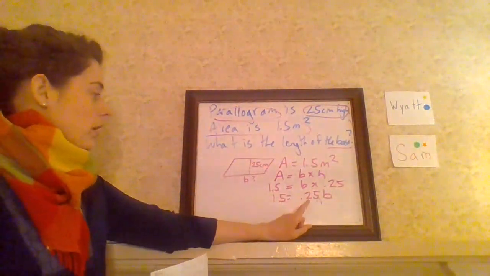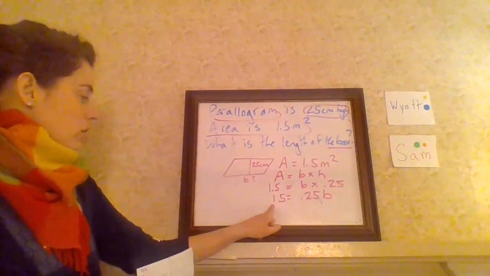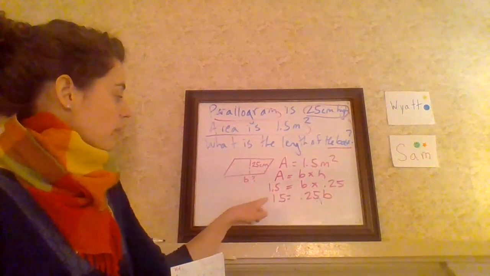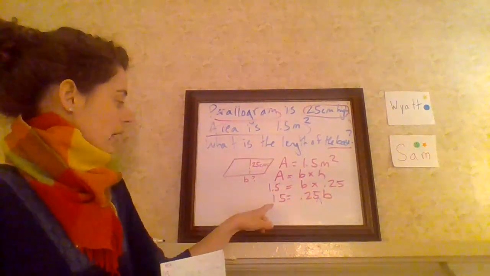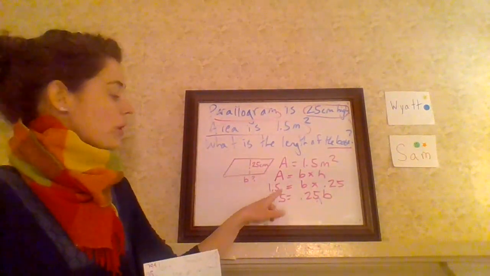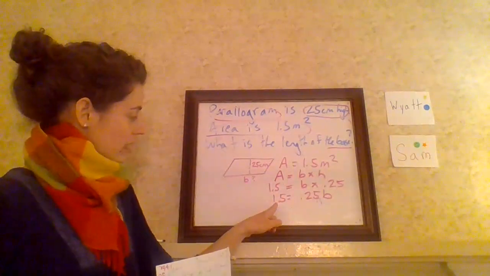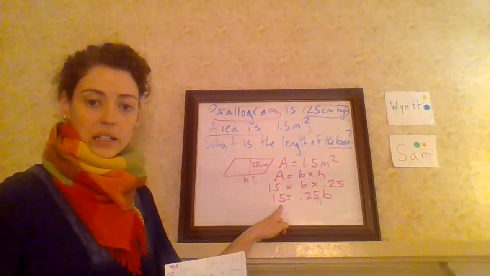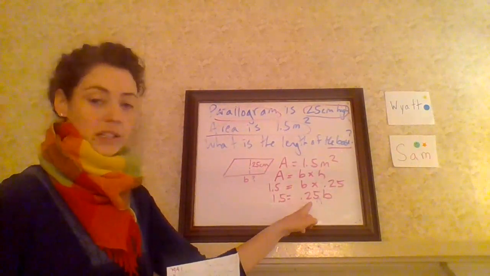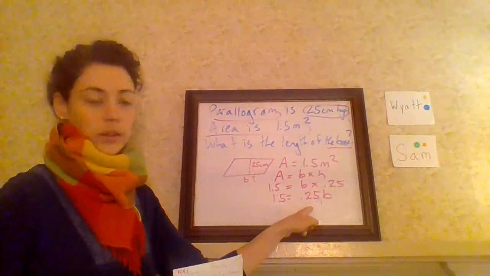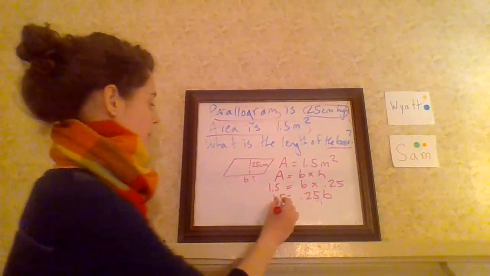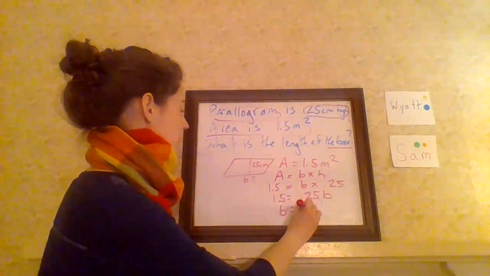So again, what we have to do to get this b alone is divide both sides by 0.25. You can do this on your calculator, but you could also do it in your head. So if you thought of 1.5 as $1.50, and you thought of this as a quarter, how many quarters would fit into $1.50? Well, that's 6. So base equals 6.